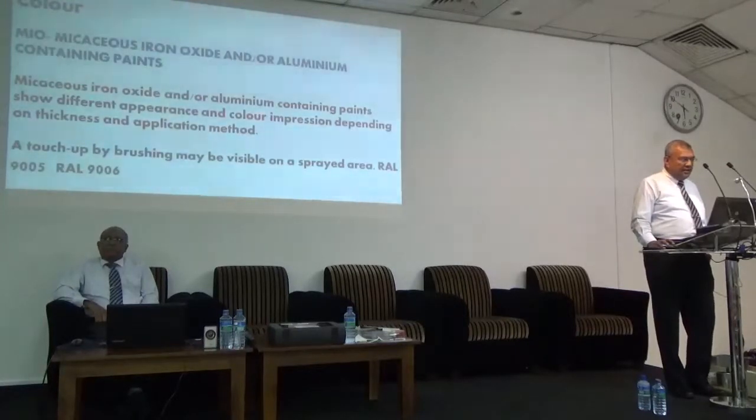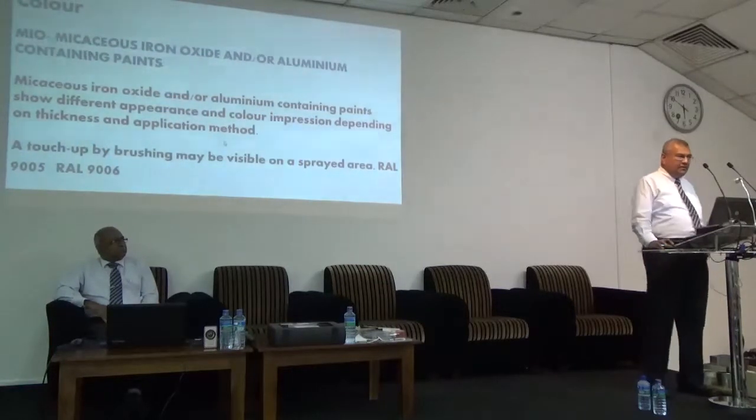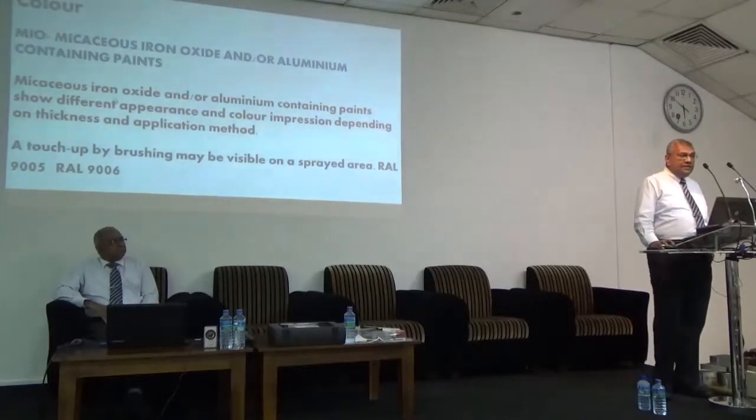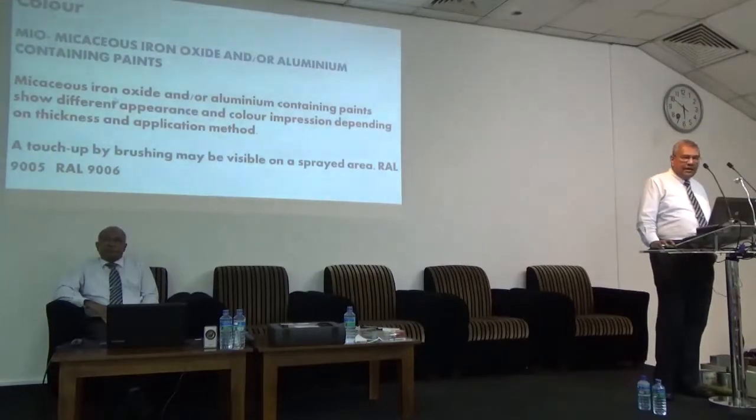Now, in addition to these RAL colors of all the yellow, the orange, the red, the green, the blue and everything, there are 2 colors called RAL 9005 and RAL 9006. Now these are very special colors. Actually these should not be in the RAL color card. But in 1970 they introduced these colors into the RAL color card.